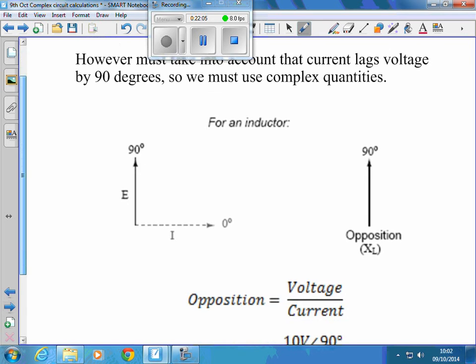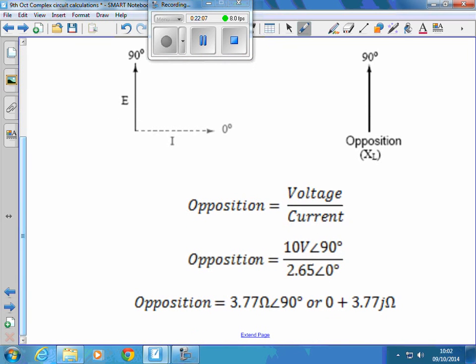So there it is on the next slide. Okay. And if in your calculators you convert 3.77 angle 90 in polar form to rectangular form, you should get 0 plus 3.77j, because the inductance is all imaginary number, all the unreal part.